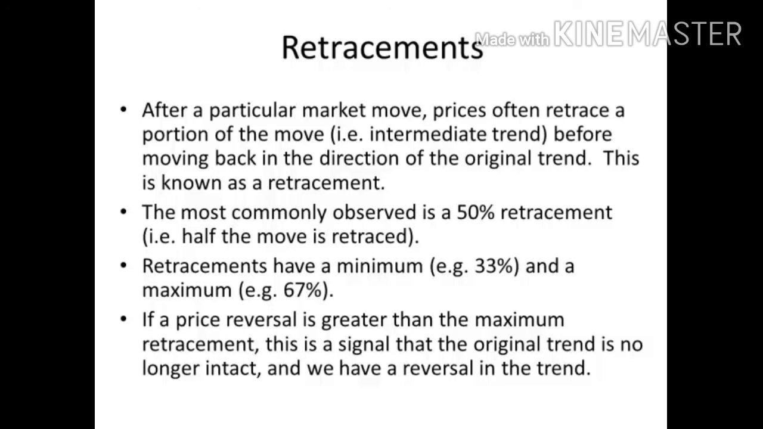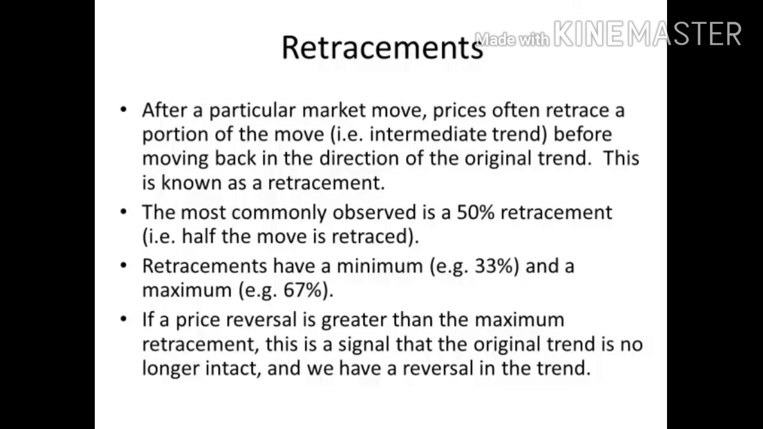Now, in Dow Theory, we talked about the 50% retracement. This is one of the common ones that occur. So a 50% retracement means that half the move is retraced or reversed. Right, so if the price moves from 100 to 200, a 50% retracement would be moving from 200 to 150.